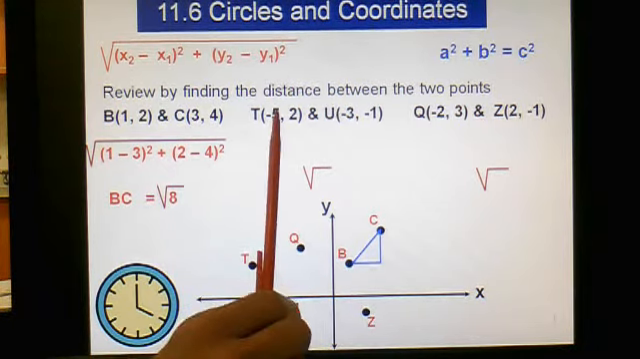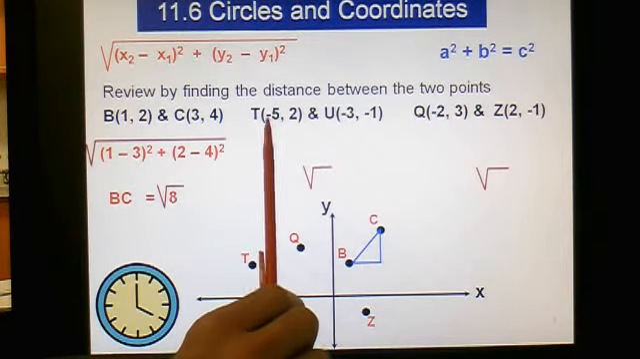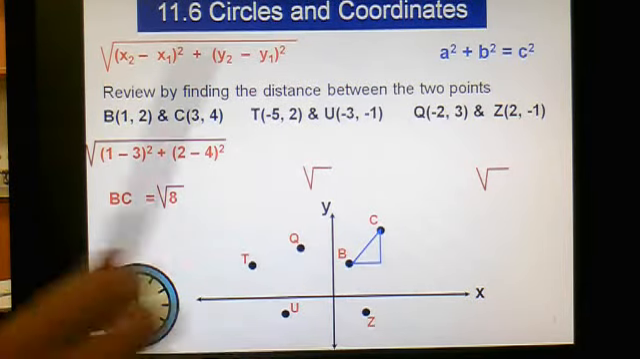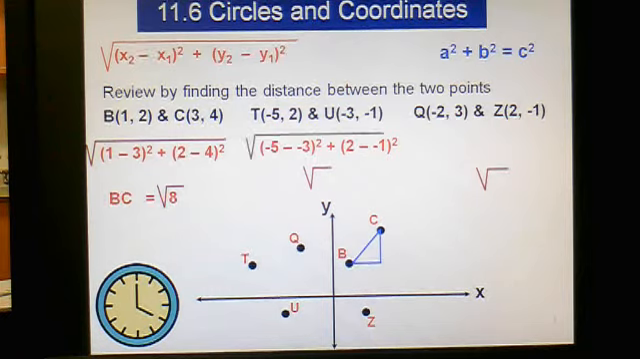And of course, if you look at these, it's pretty easy. The distance from here to here is 2, and the distance from here to here is 3. So you get 2 squared plus 3 squared, which is 4 plus 9. That's 13. That one does not simplify. Leave it there. We don't care about the decimal today.